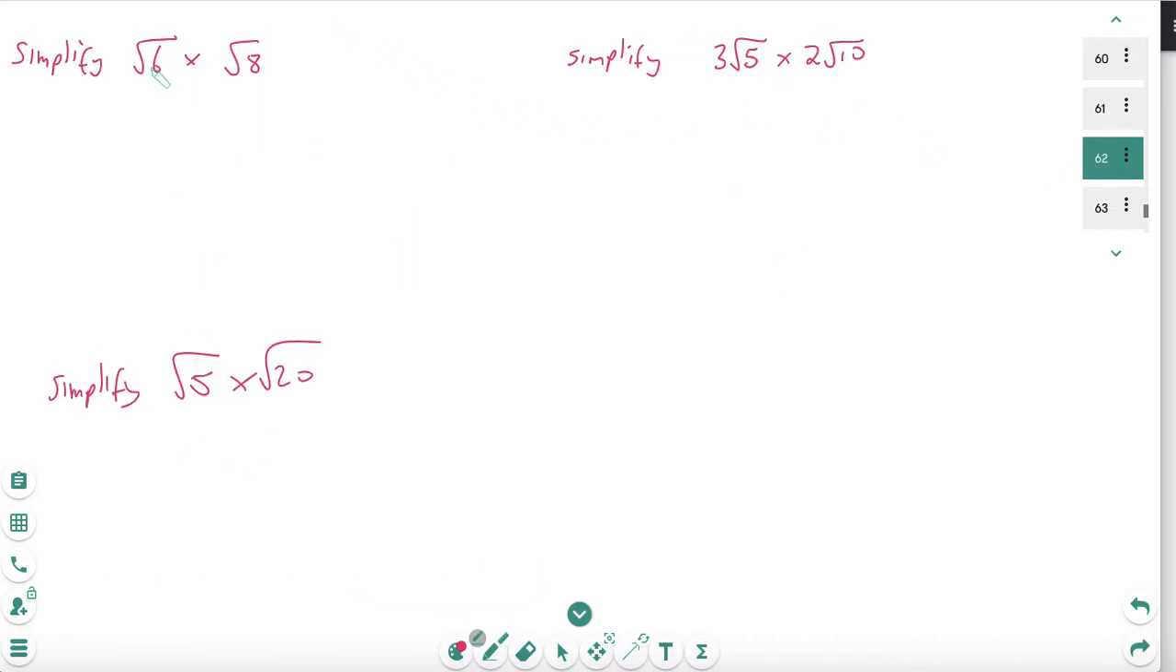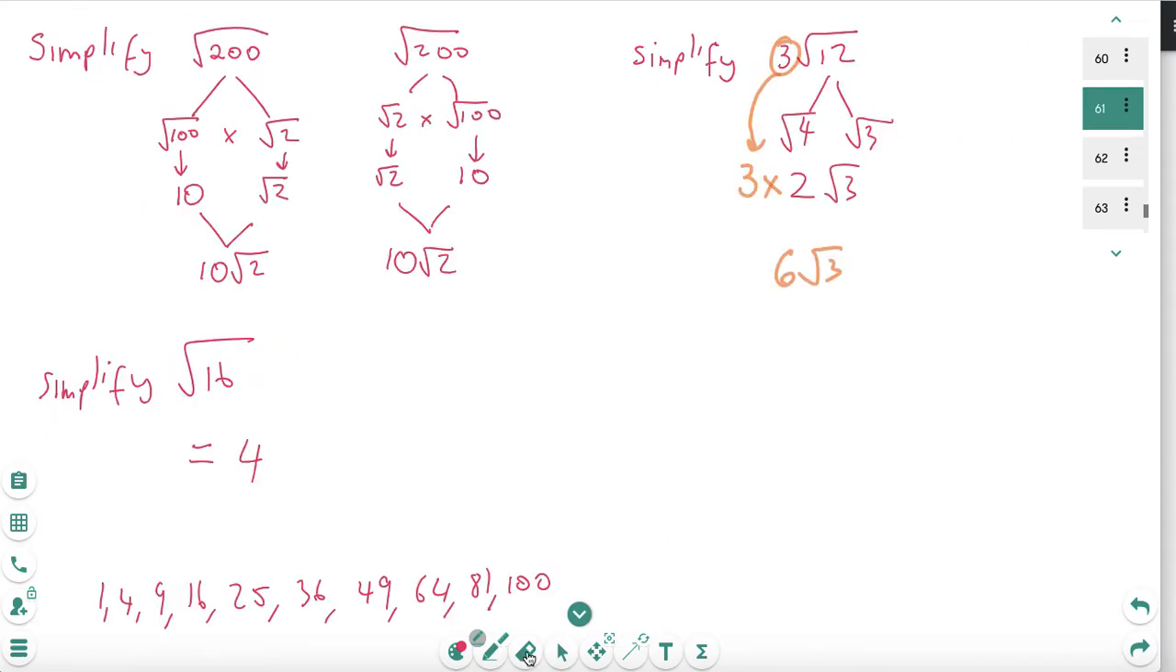Okay, next one. Simplify root 6 times root 8. First thing you're going to do is multiply the surds. So root 6 times root 8 is root 48. And then you're going to simplify. So multiply and then simplify. So root 48. Let's get our list of numbers. Let's look at our list of square numbers.